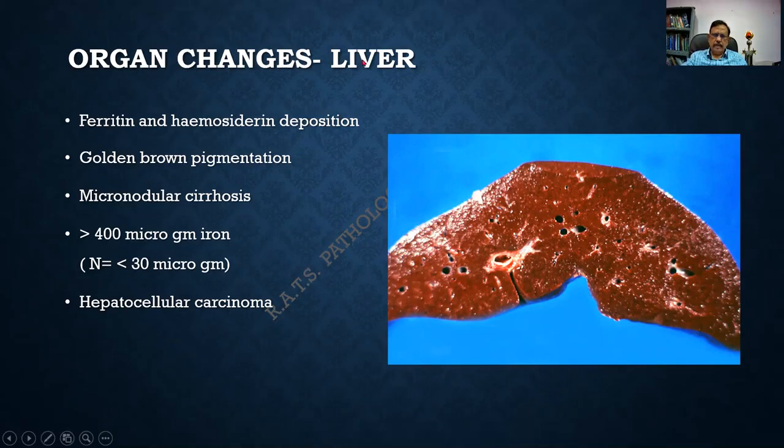Another thing that we should remember is what are all the changes in the various organs in hemochromatosis. Liver is of paramount importance. There is a deposition of ferritin and hemosiderin, and you see the color itself is changing into golden brown. There is a micronodular cirrhosis, and you find that there will be more than 400 micrograms of iron. Normal is 30. Sometimes the patients can develop a hepatocellular carcinoma. So a golden brown color, micronodular cirrhosis, there can be a predisposition to hepatocellular carcinoma.